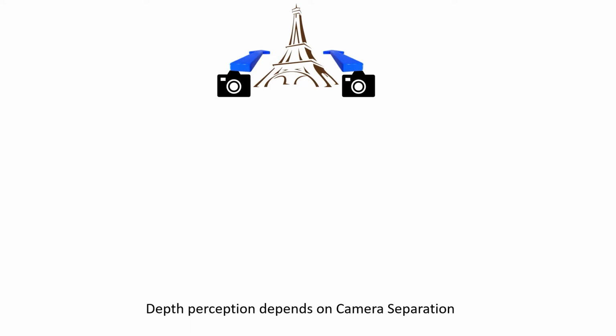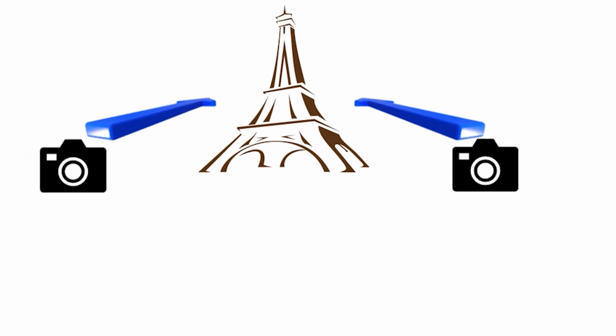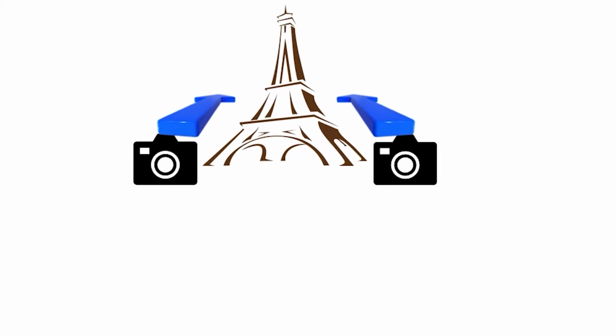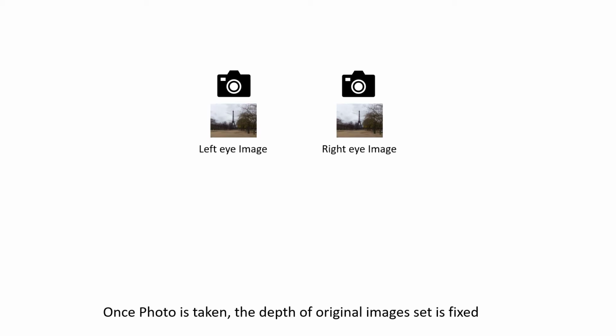Depth perception depends on your physical camera separation. For the Lume Pad, that's fixed, but if you have external cameras, you can have different camera separations. A greater separation means greater depth, and less separation means less depth. That, in the end, determines how much depth you have in your image. Once the image has been taken, that depth is essentially fixed. You can't change that anymore unless you retake your photo.